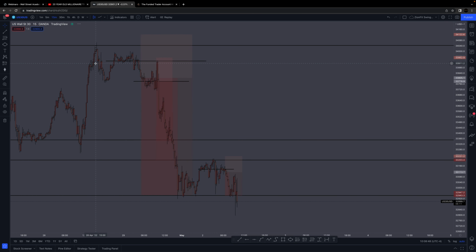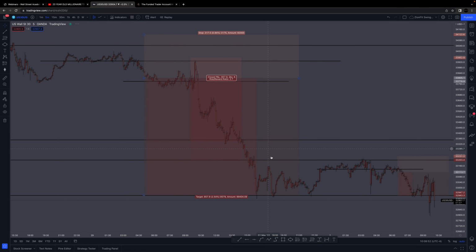So break it down to the 15. Really can't see much. Break it down to the 5-minute though. Okay, the 5-minute. Okay, cool. You have a little uptrend on the 5-minute time frame. Higher high, higher low, lower high, break of structure, lower low, lower high, low.